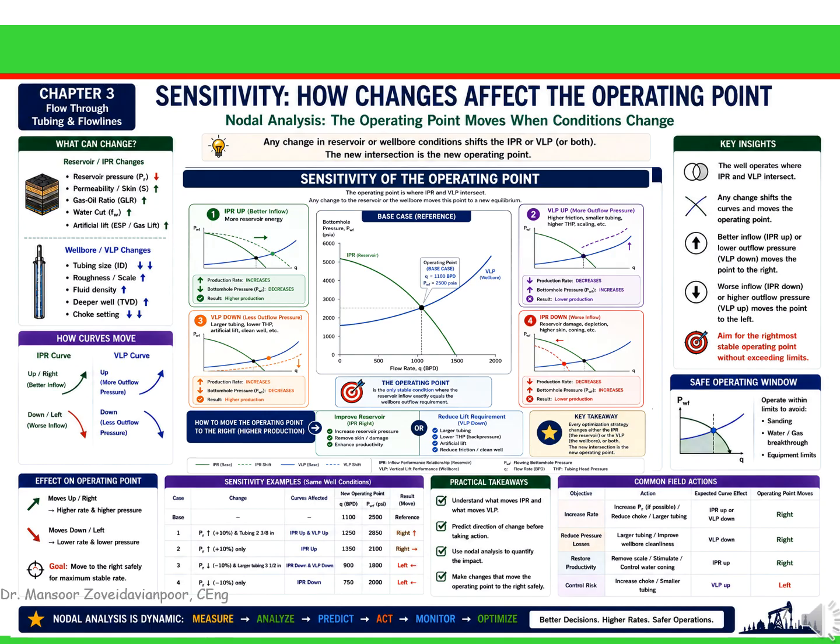Remember this principle. Every production optimization, whether it's acid stimulation, hydraulic fracturing, tubing replacement, artificial lift, or choke adjustment, has exactly the same objective: move the operating point to the right safely, economically, and sustainably. Once you understand how the operating point moves, you understand the logic behind every production engineering decision.